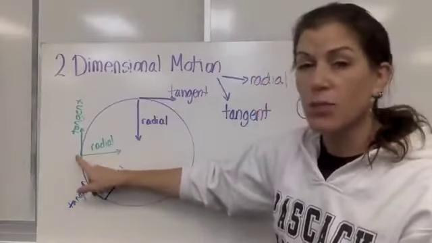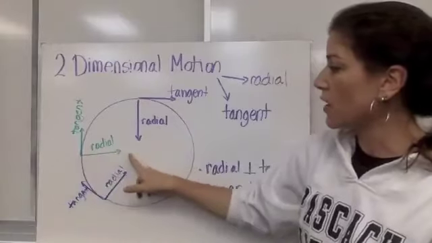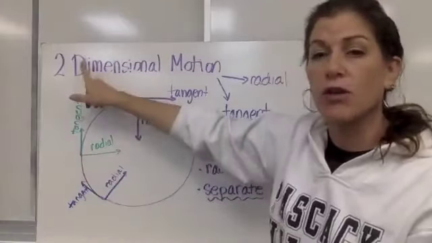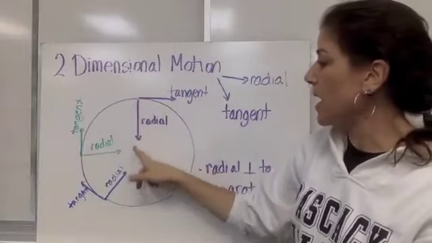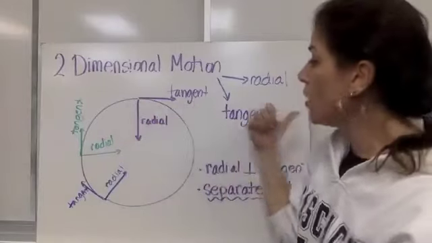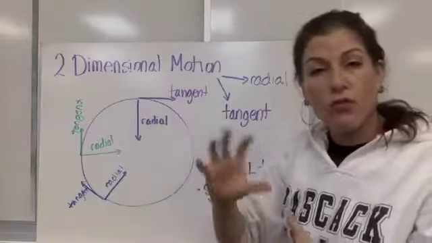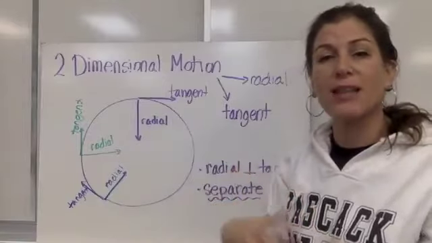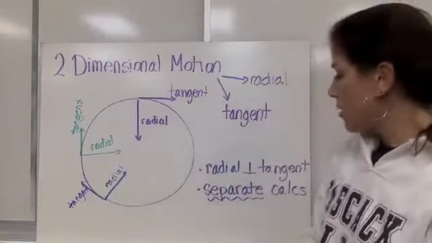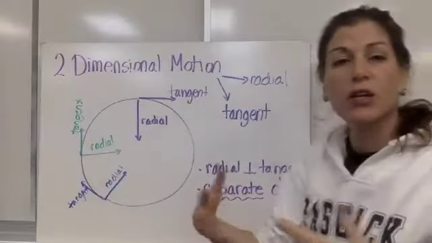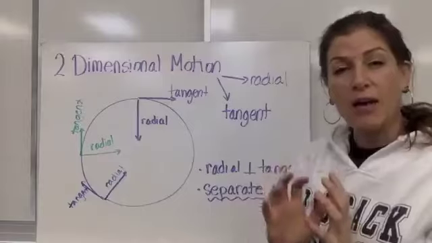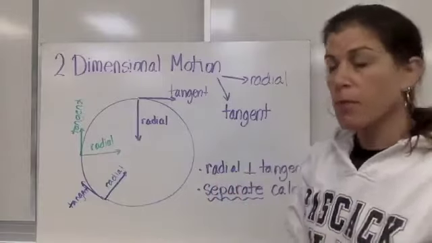Or you could be at this part of the circle where radial is to the right and tangent points straight up. Or you could be at the top of the circle where radial is down and tangent is to the right. So the references will switch, but they refer to the same thing. These are separate axes. You can't combine them. And so the calculations are separate also.